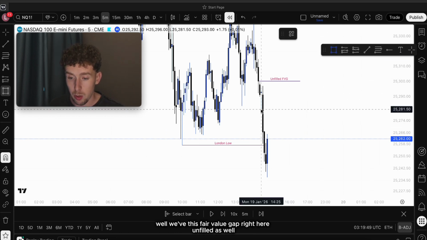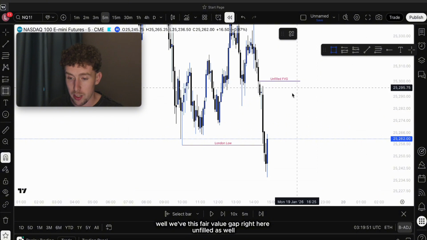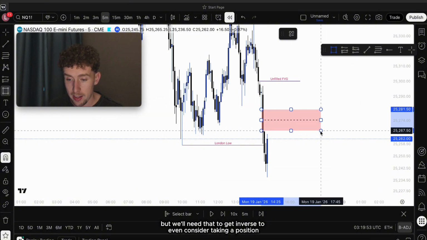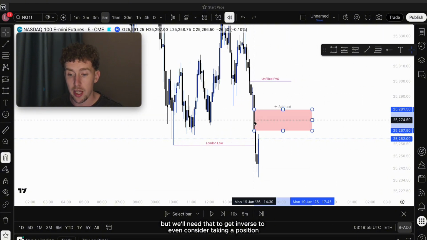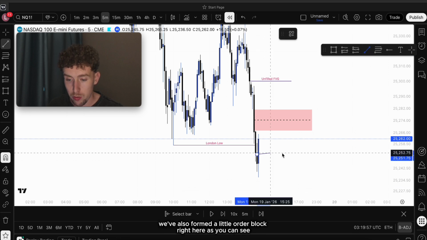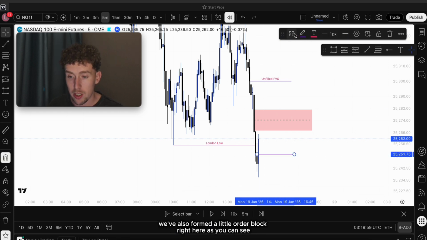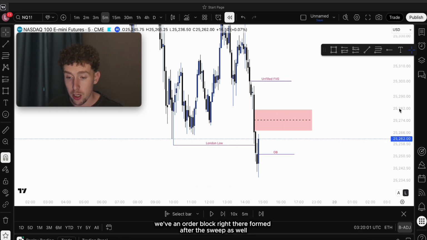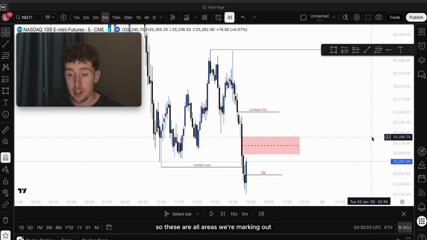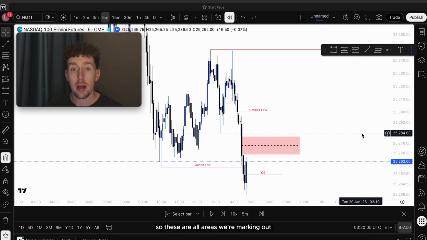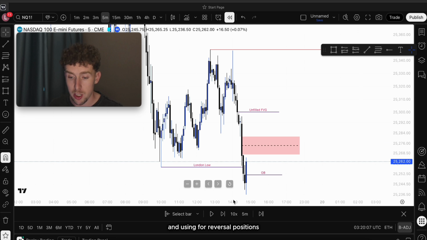What else am I seeing? Well, we have this fair value gap right here, unfilled as well, but we'll need that to get inverse to even consider taking a position. We've also formed a little order block right here, as you can see. We have an order block right there formed after the sweep as well. So these are all areas we're marking out and use them for reversal positions.